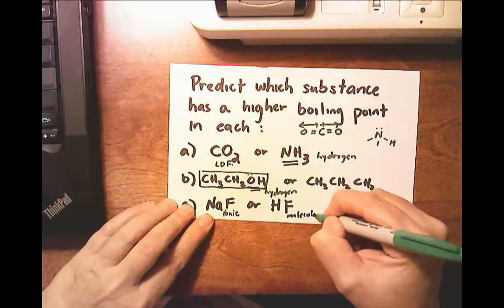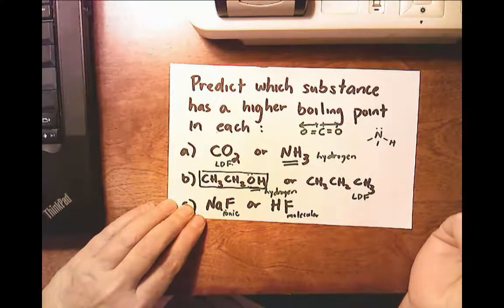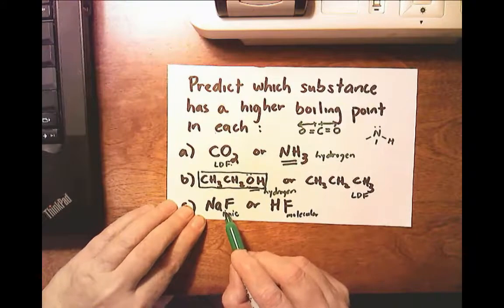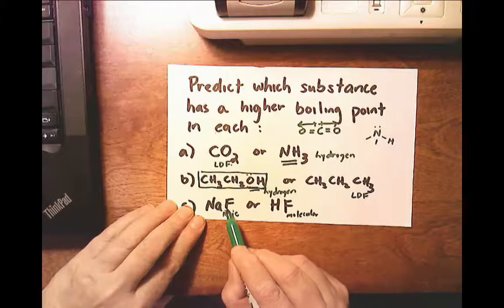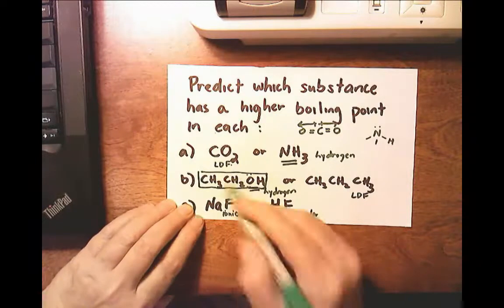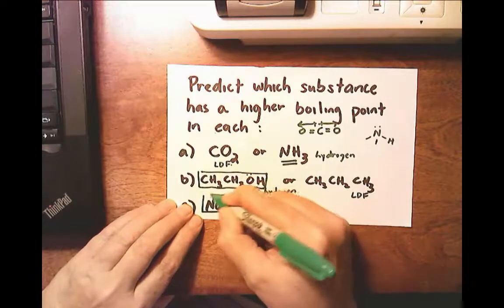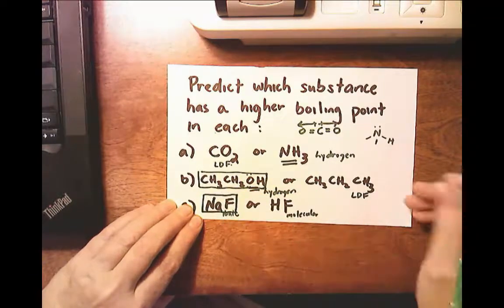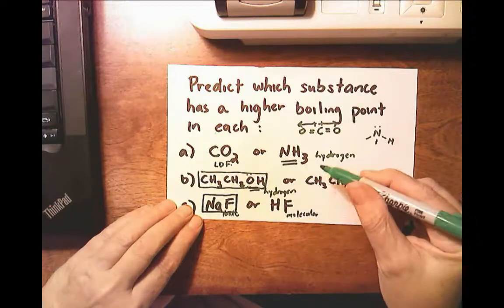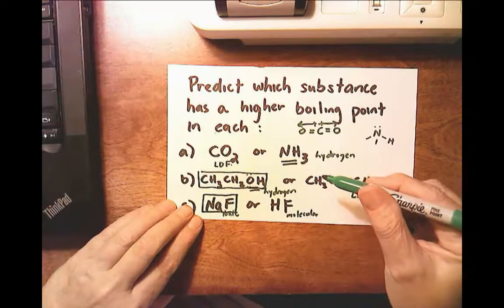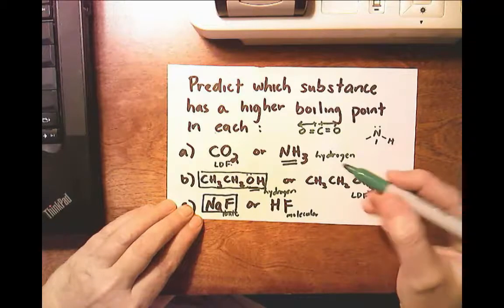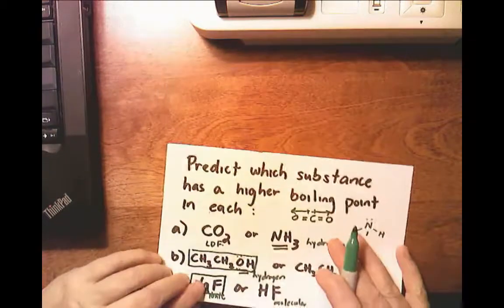So we've got an ionic substance versus a molecular substance. Which one? We don't even have to think about intermolecular forces. Ionic is going to be stronger intermolecular forces than our molecular substance. So, much higher boiling point than hydrogen fluoride. Okay, so that was just a few samples of the type of questions you're going to get, and you'll practice more in your small groups.